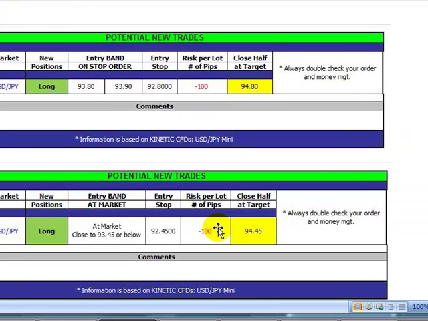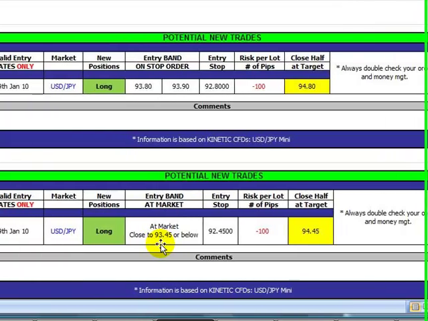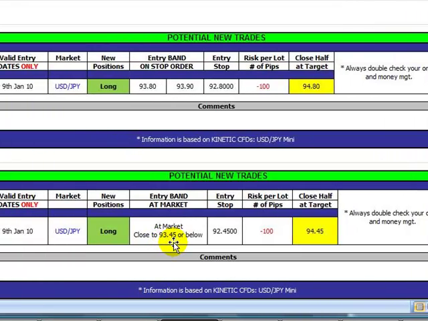Now, we also have our profit target here, and that means that price there is simply the amount of risk on top of your entry price. So you can see that 94.45 is actually 100 pips above the entry here of 93.45.